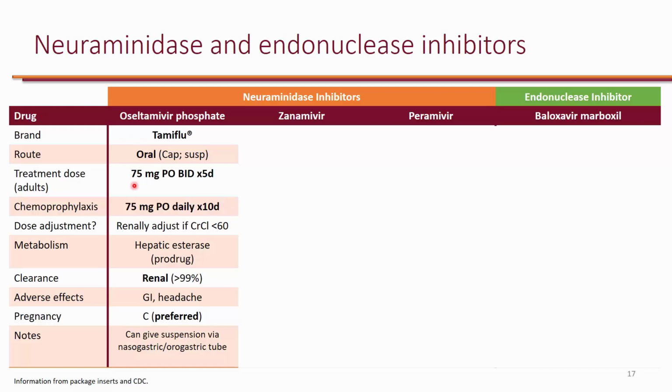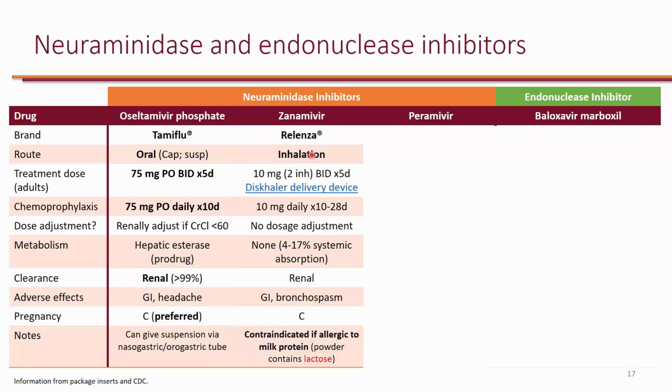And for treatment of influenza, we typically use 75 milligram PO twice a day for 5 days. You can also use it for chemoprophylaxis for preventing influenza. Note that the dose is just once a day, but for 10 days. And it is renally cleared, so the dose needs to be adjusted if the creatinine clearance is less than 60. It is pregnancy category C. However, Tamiflu, or I should say oseltamivir, is preferred in pregnancy because it has relatively more data compared to the other drugs in this class.